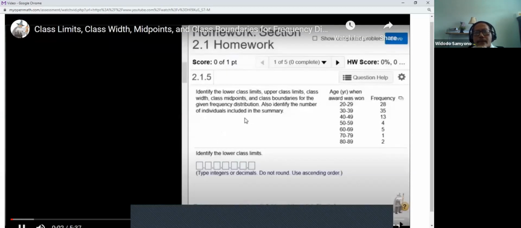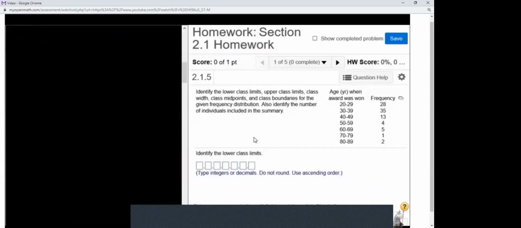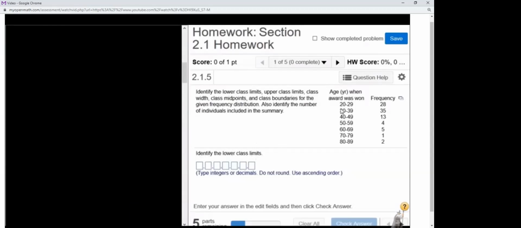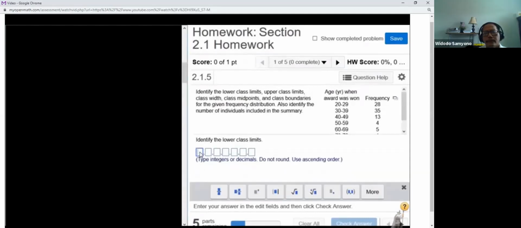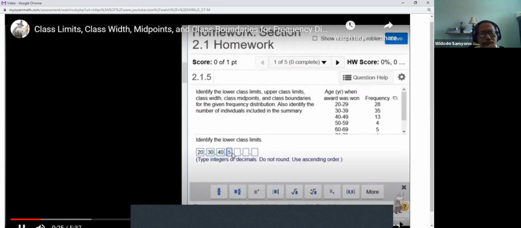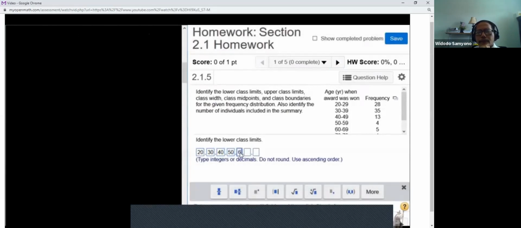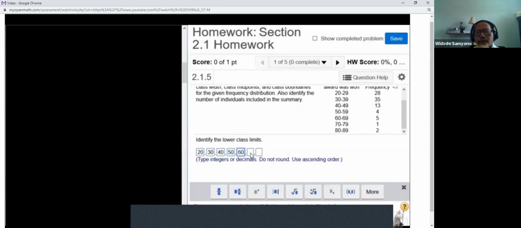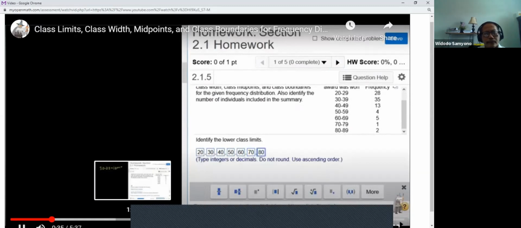Okay, we're given a frequency table and we have to answer various questions. So first it says identify the lower class limits. So the lower class limits are these numbers here, 20, 30, 40, 50, 60, etc. So they're the smallest numbers that fit in each class. So 20, 30, 40, 50, 60, I'll have to scroll down here. Let's see, 70 and 80. Let's click check answer.